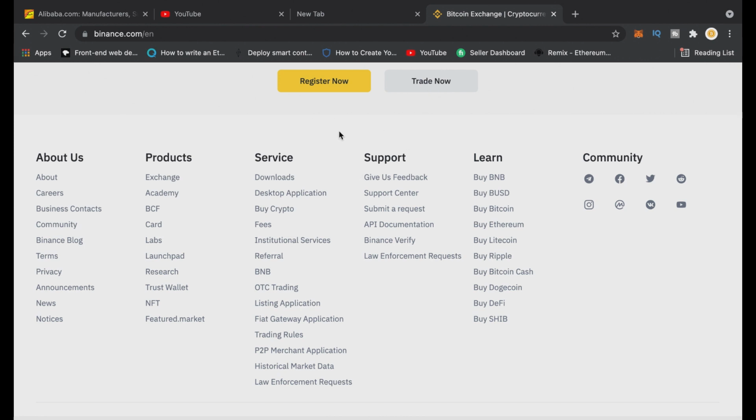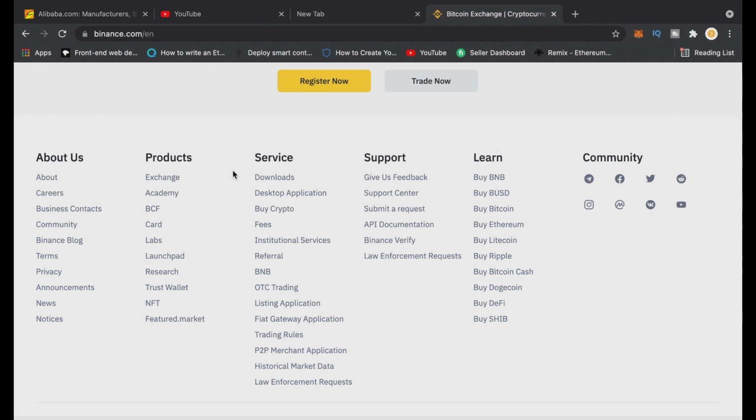Also on the support, there is a place that says Give Us Feedback. This is just an area where you can write feedback on how they were able to serve you. Here you have Learn, Buy BNB, Buy BUSD. So if you're a total learner and you just wish to come straight in and you don't want to ask anybody how to buy some of these top tokens, you see it's listed here.